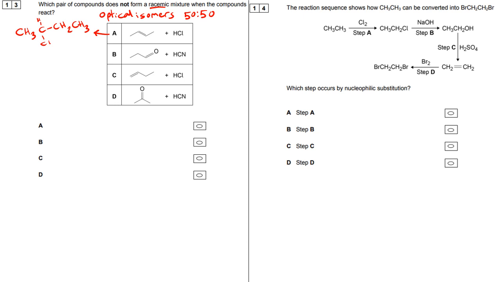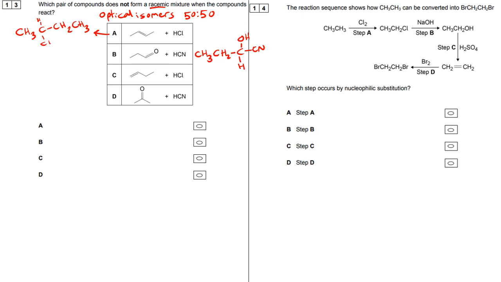B, you're reacting an aldehyde with hydrogen cyanide, so you're going to get a hydroxynitrile. You've got 1, 2, 3 carbons there, CH3, CH2, the C double bond O becomes OH, and a CN joins on there. So that's compound B.